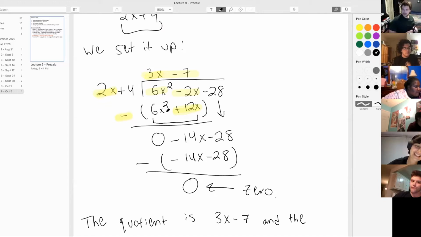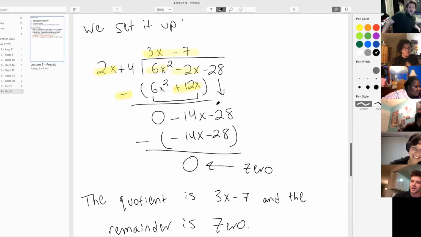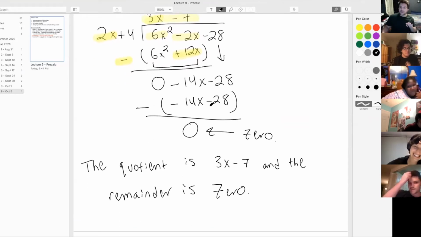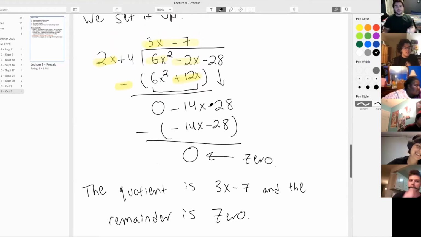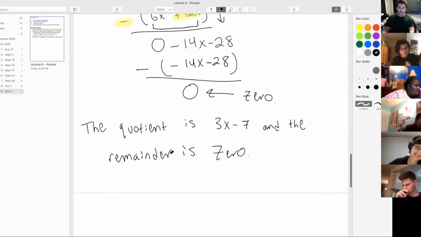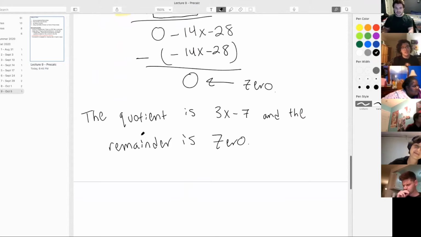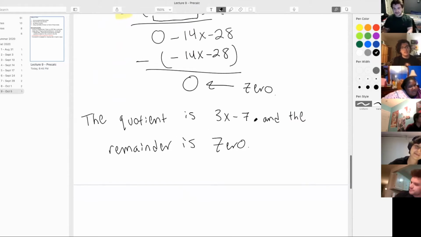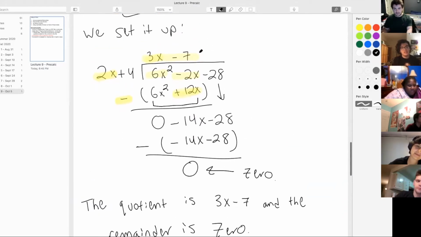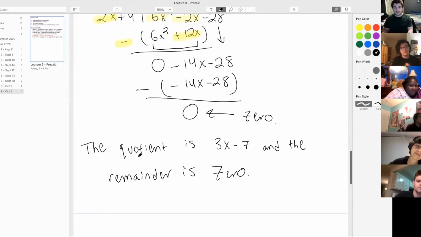Okay, good. Do you have any other questions? We're going to do more practice. Yeah, not right now, maybe later. Okay, so we're going to go through this procedure like two more times, so we're going to get more practice with this. But the final answer of a question like this would just be to write the quotient is 3x minus 7, which is this polynomial up top, and you write the remainder.